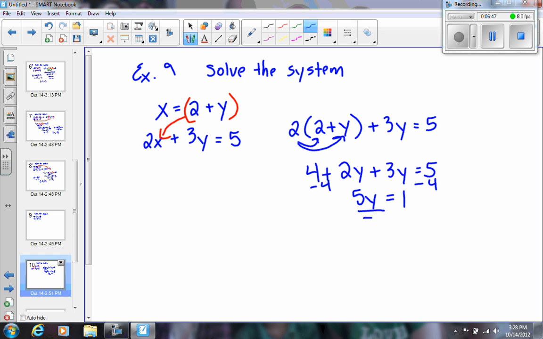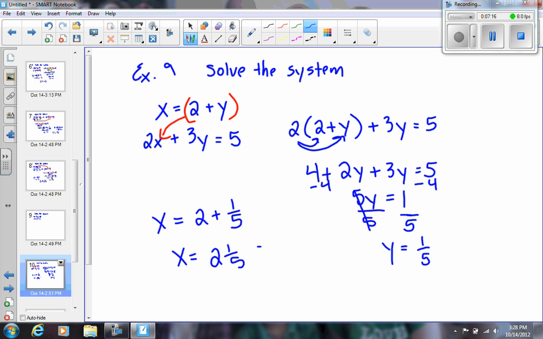Now notice here I need to get the y by itself, so I have to divide by 5. And I get y equals 1/5. Oh, not so nice of an answer, but that's okay. You can get answers that are fractions or decimals. As a matter of fact, if you did this as a decimal, you would get 0.2. So now I'm going to substitute x equals 2 plus 1/5. I'm just substituting that back into the first equation. So we get x equals, and you could say 2 1/5, or you could say 11/5. So my solution is 11/5, comma 1/5, and that would be where these two lines cross.